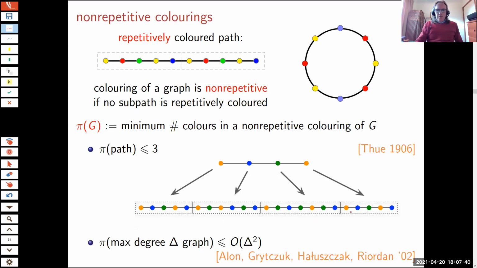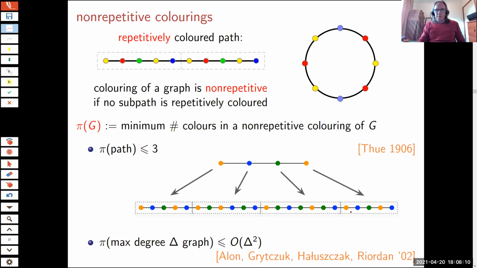But it was in a paper of Alon, Grytczuk, Hałuszczak, and Riordan who said, well, let's not just do paths, let's do any graph. Thue didn't talk about paths, he talked about words. But you can think of it for any graph. And in this original paper of Alon et al., they proved using a beautiful application of the local lemma that graphs of any max degree have bounded non-repetitive chromatic number. And in fact, the bound is only delta squared.